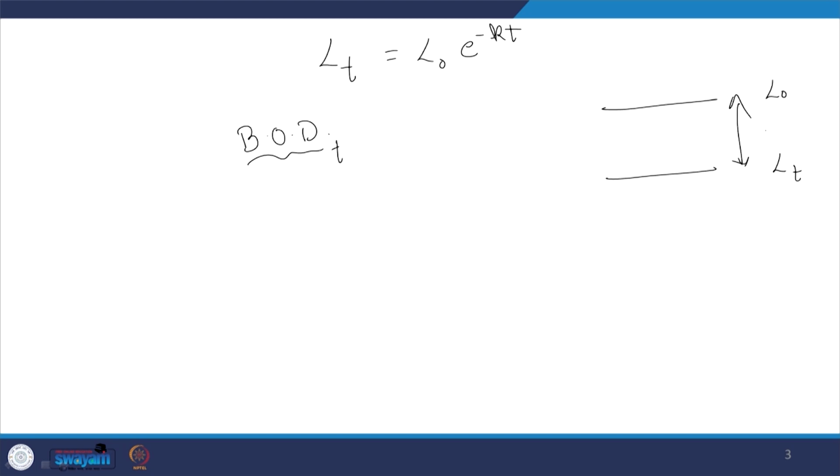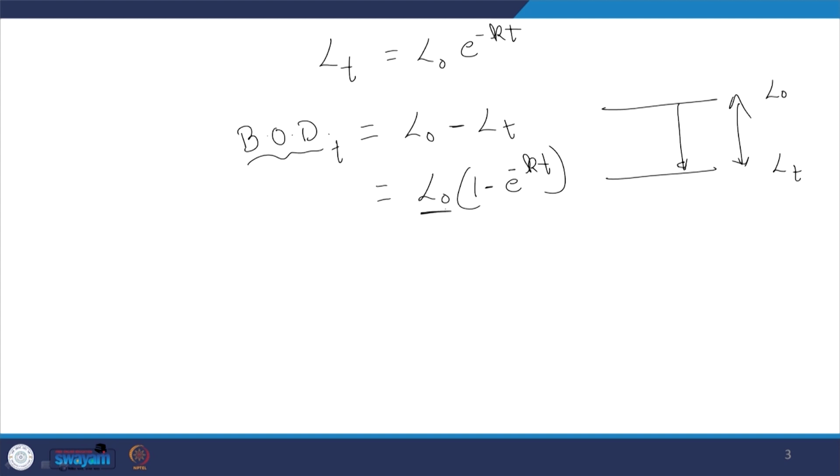The oxygen is consumed by the microbes in bringing down this organic content from L naught to L_t, right. So, when we talk about BOD, it is the initial organic content minus the organic content at time t. So, BOD at time t is equal to L naught into 1 minus e power minus k t, right. So, that is something for us to keep in mind.